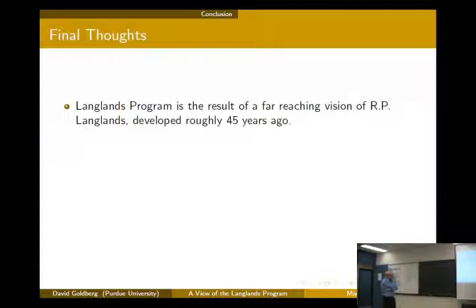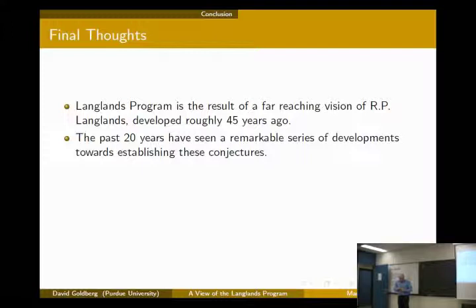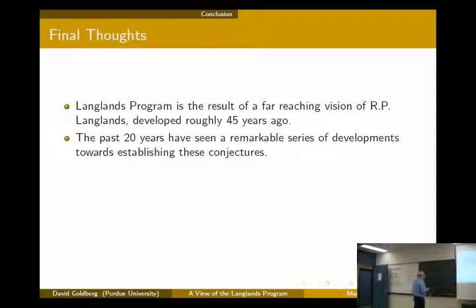But Langlands had this far-reaching vision that far exceeded what anybody else was thinking of. Maybe with one or two exceptions, there are other people. I shouldn't be quite so absolute. And then in the last, say, 20 years, we've seen a lot of developments. Maybe the most well-known, of course, being the Fermat. But in fact, there are a lot more striking things that have come out.